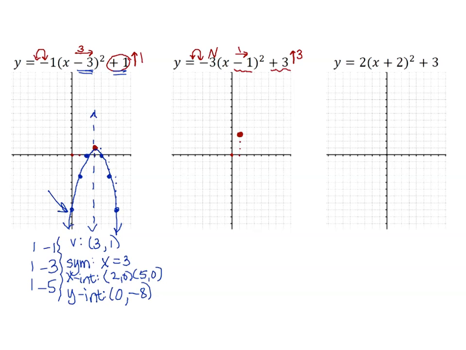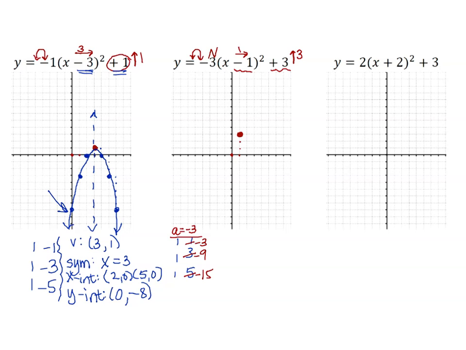And now I'm going to do my table. I have my 1, 1, 1, and 1, 3, 5. But this time my value for A is 3. Actually, it's a negative 3. So that means this is going to become a negative 3, a negative 9, a negative 15.